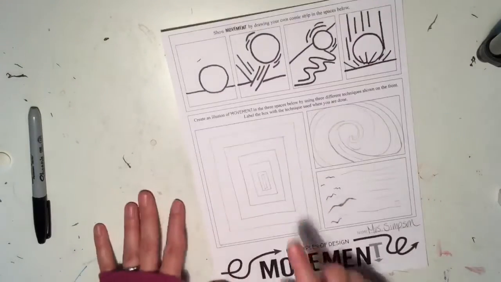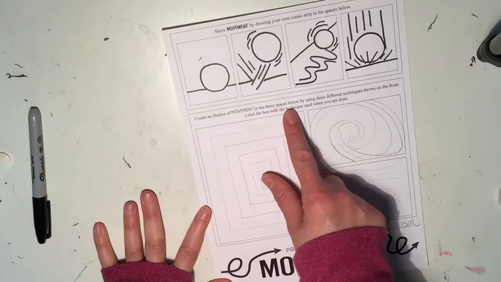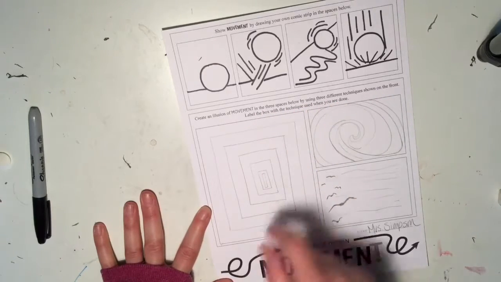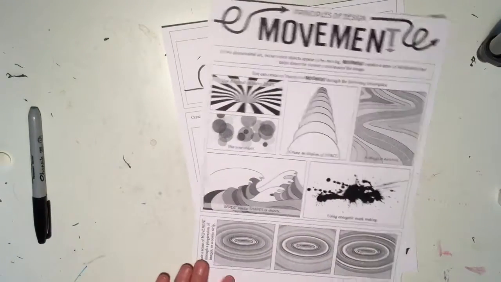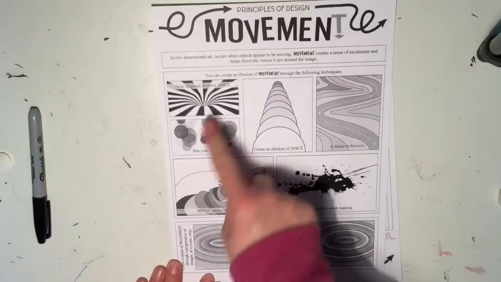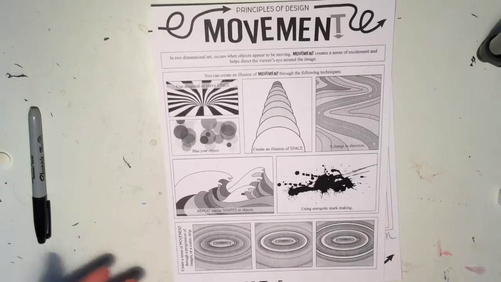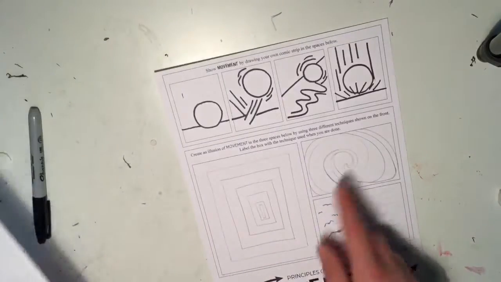All right, the next one here is to create an illusion of movement in the 3 spaces below by using 3 different techniques shown on the front, and then label each box. So on the front, or on the reference sheet here, these are all different types of ways that you can create a sense of movement. I want you to pick which one you're gonna have the most fun with. And then you'll label them.